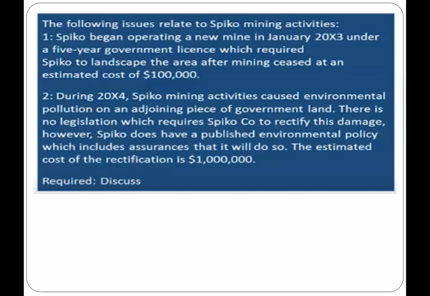Then, do we have a reliable estimate? The estimated cost of the rectification is 1 million, which means we have an amount we've already estimated, so all three conditions are met. So we need to create a provision by debiting the expense by 1 million, crediting the provision account by 1 million. So that's basically how we recognize this transaction.